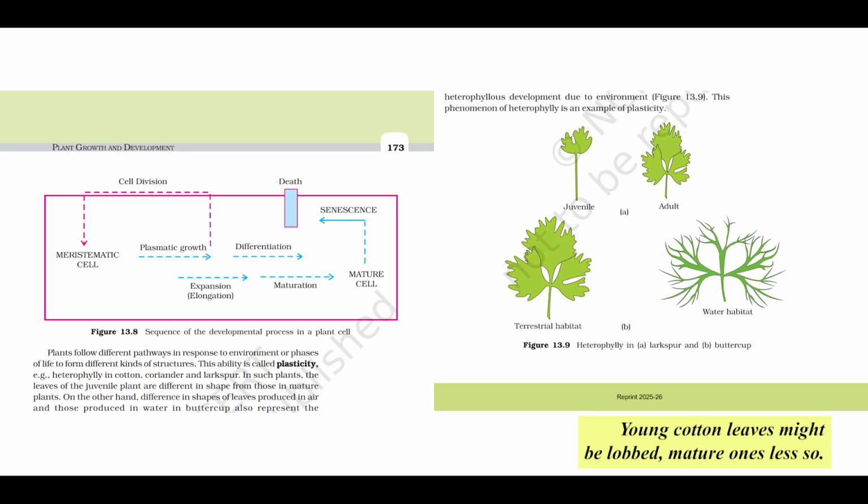Young cotton leaves might be lobed, mature ones less so. That's developmental plasticity. Shape changes with age. Right. But in buttercup, an aquatic plant, you see environmental plasticity. Leaves produced underwater are finely dissected, ribbon-like, adapting to water flow. Exactly. The leaves produced above water are broad and lobed for air and sunlight. Same plant, different environment, different leaf shape.